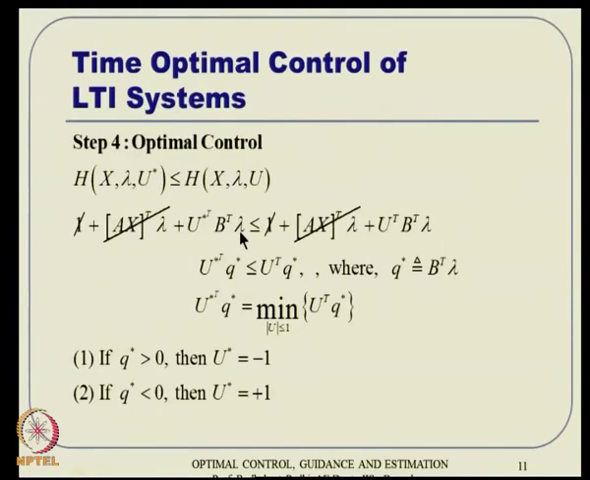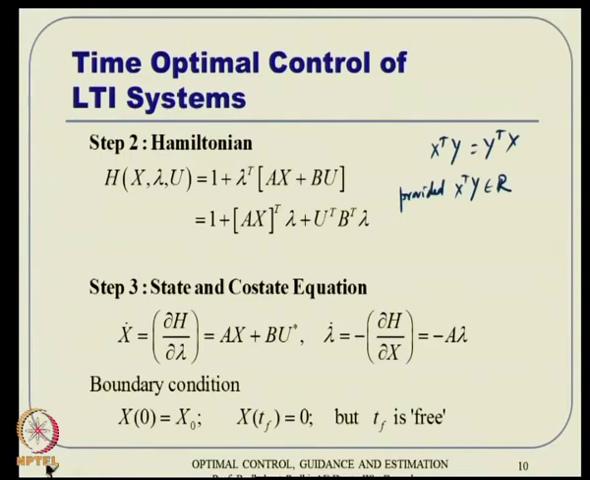This quantity is nothing but x transpose A transpose lambda, and if I take the derivative of that with respect to x, only this part will remain. So, there is a transpose missing probably. Alright, so this is how it is. So, x dot is Ax plus Bu, and lambda dot is minus A transpose lambda. Alright, so the boundary condition still remains the same, x of 0 is x naught and x of Tf is 0, because that is our final objective, but Tf is free, remove that.